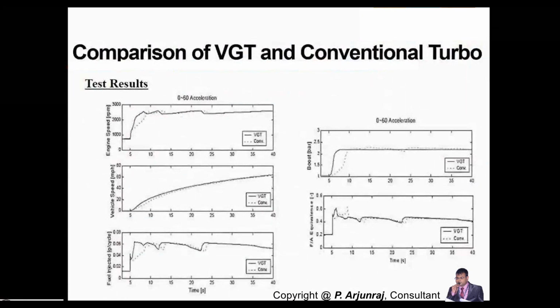And you see, this is the overall comparison. This is a test result basically. I'm going to compare the engine speed between the variable geometry turbocharger and the conventional turbocharger with respect to the time, which is nothing but seconds. The dotted one is the conventional turbocharger. The thick line is the variable geometry turbocharger. You can see the engine speed is going to increase compared to the normal turbocharger.